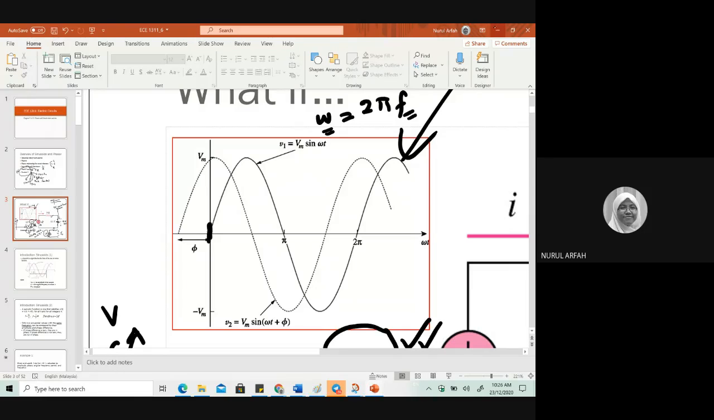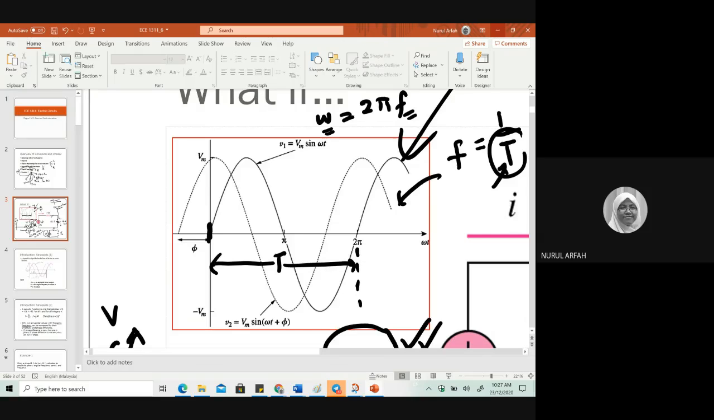So how do you find f? 1 over time. Very good. T is the period. Okay. So where is that in your circuit here? This sinusoidal form. Where is that T? 0 to 2 pi. Yeah, very good. I have to test you because some of you forgot this. Okay, from 0 to 2 pi for this circuit.